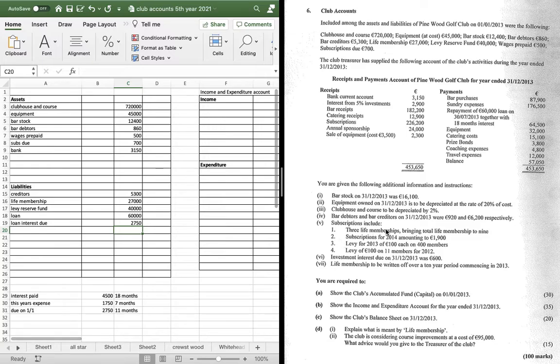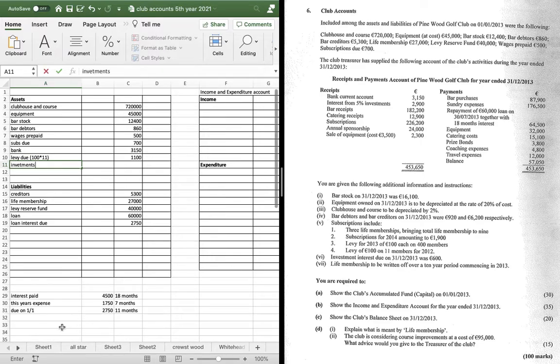Now down at the bottom we've got these levy due, which is an asset. And it's always the last one, so the one from last year. So the levy from last year, €100 on 11 members, is 1,100, and that's an asset. That just leaves me with the investments. And the investments in every question, sometimes they're given at the top. In this case, you have to work them out. So it tells us there's interest from 5% investments of 2,900, which means you have to have investments.